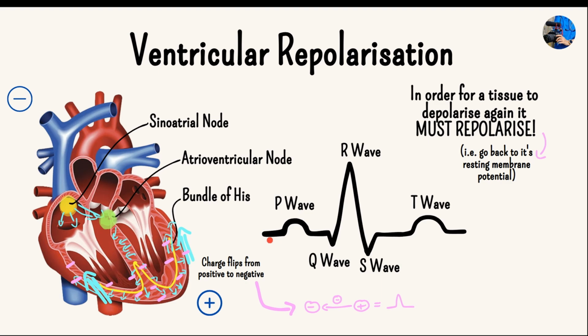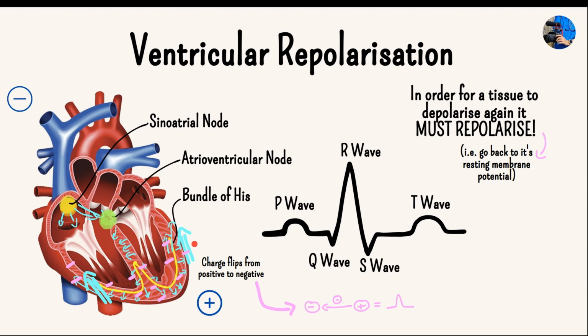Okay, now here is probably the most confusing part of the ECG, the T wave. To understand where that's coming from, we need to know about ventricular repolarization. So what happens here is the cardiac muscle cells need to return to resting membrane potential. So if we want cardiac cells to be able to depolarize again and run through that cycle again, we need them to calm back down to their resting phase, their resting membrane potential, which is a negative potential. It's actually around about negative 90 millivolts.